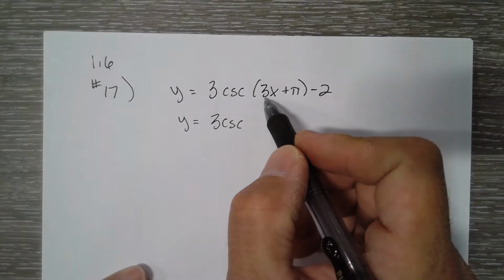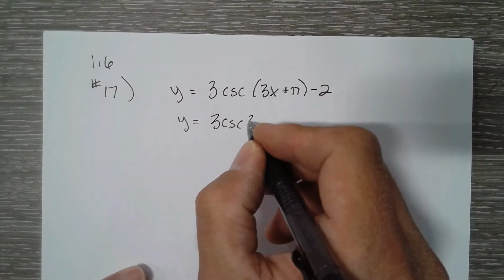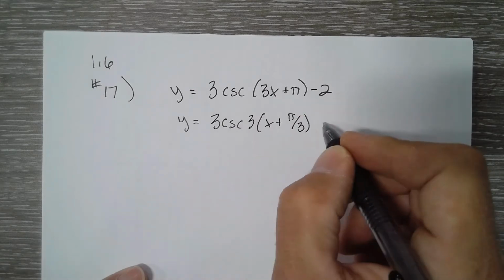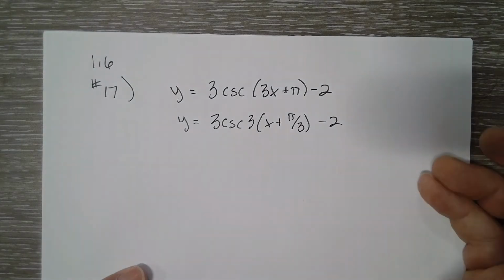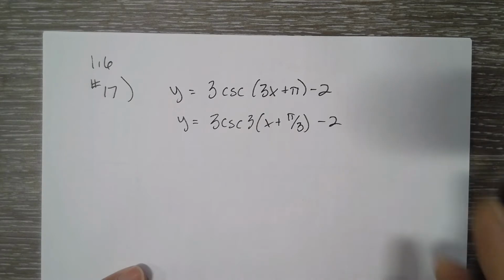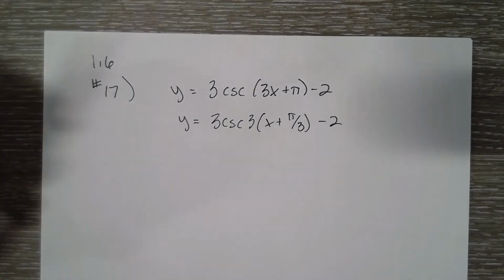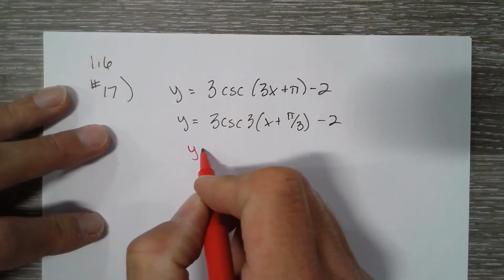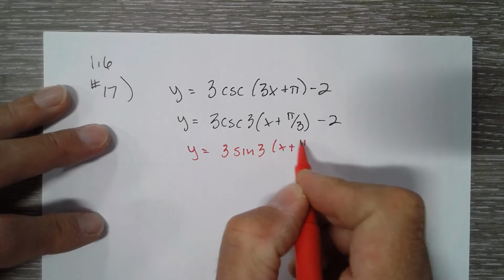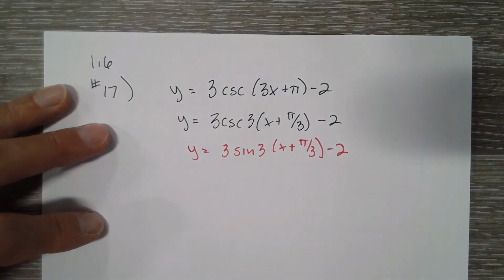So anytime you have a number in front here, a coefficient, you have to pull that out. So I'm going to pull a 3 out, but then you'd be left with pi over 3 right here, minus 2. Okay, so anytime you're graphing cosecant, I always like to graph the reciprocal function, which is sine. So I'm going to graph the same thing, except it's going to be the sine, and we're going to use the sine graph to graph the cosecant one.